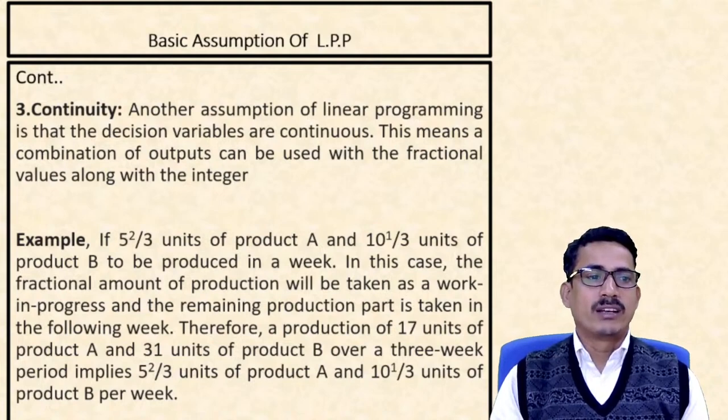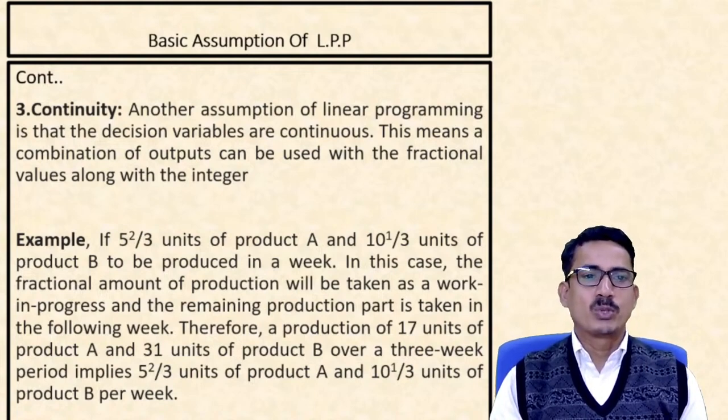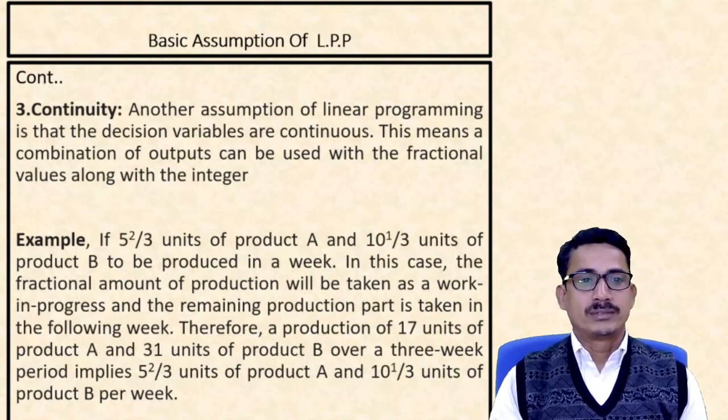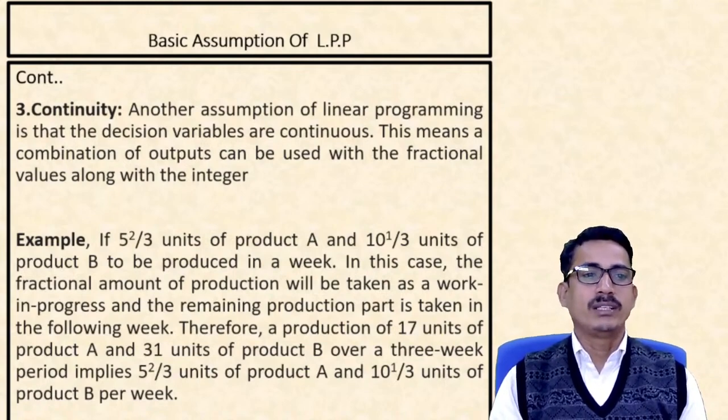And one example I have shown there: if you talk about 5 2/3 units of product A and 10 1/3 units of product B to be produced in a week, in this case the fractional amount of production will be taken as work in progress. I mean, the remaining part will go to the next process, and the remaining production is taken in the following week. Therefore, a production of 17 units of product A and 31 units of product B over a 3-week period implies 5 2/3 units of product A and 10 1/3 units of product B per week.